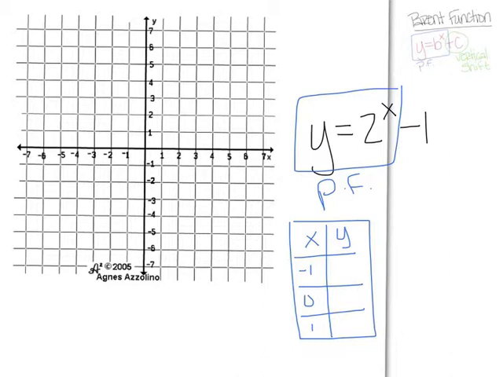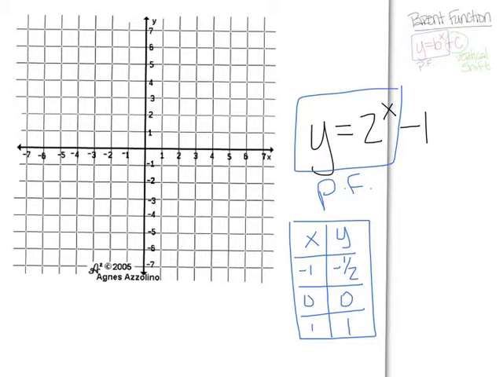2 to the -1 is 1/2, and 1/2 minus 1 is -1/2. 2 to the 0 is 1. 1 minus 1 is 0. And 2 to the 1 is 2. 2 minus 1 is 1. So let's go ahead and plot these points and graph our function.